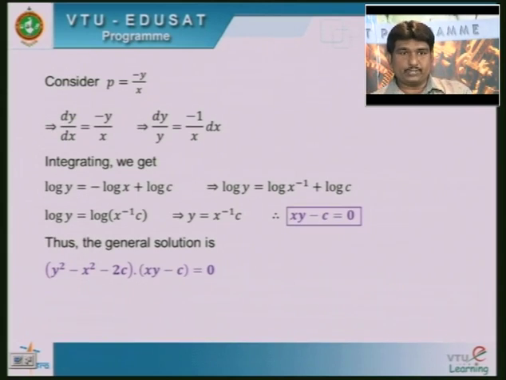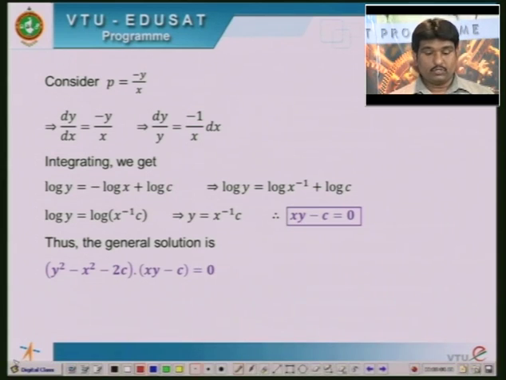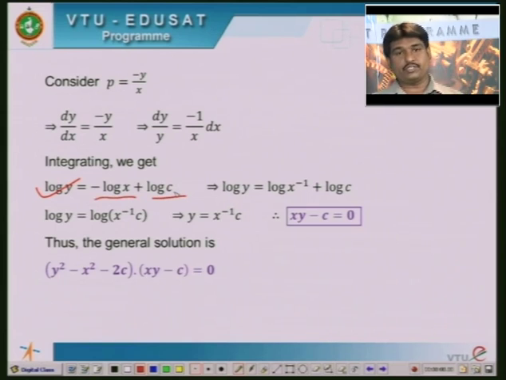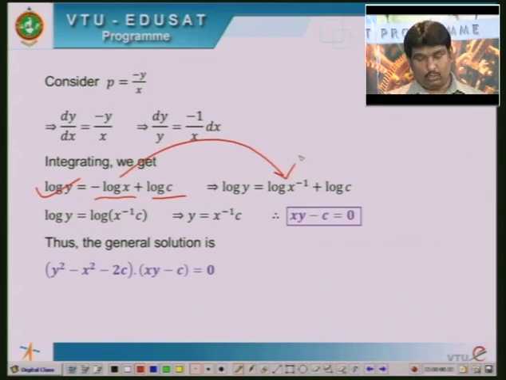So, it is dy by dx equals minus y by x. As usual, separate the variables and integrate it. We get dy by y equals minus 1 by x into dx. Integrating, the integration of 1 by y is log y, and minus 1 by x is minus log x, plus some constant of integration log c. We can write minus log x as log of x to the power of minus 1, plus log c as it is. Now, this is using properties of logarithms.